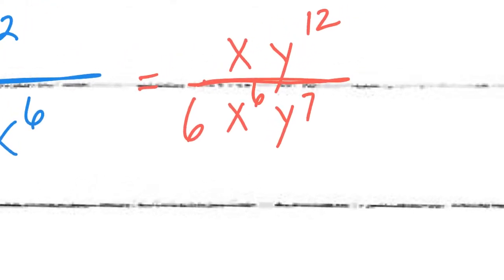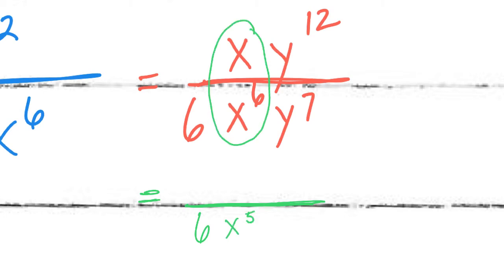From here, 6 would remain on the bottom. My x's, would they go on top or bottom? They would go on the bottom. My y's, would they go on top or bottom? They would go on the top. So the answer is y to the 5th over 6x to the 5th.